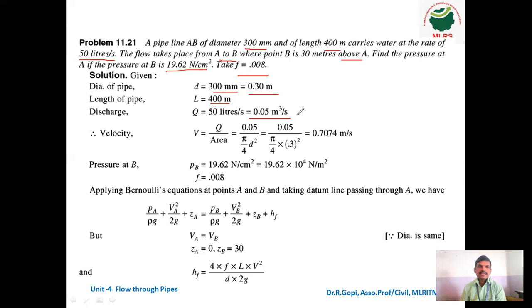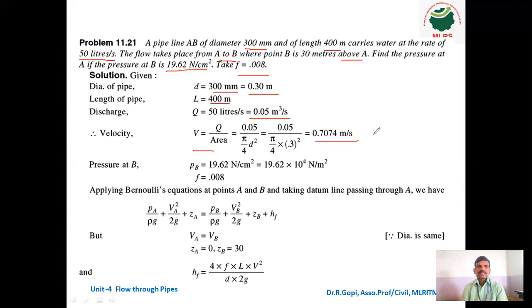Next, velocity. V is equal to Q divided by area. So Q is 0.05 divided by the area, pi by 4 into d square, which is equal to 0.05 divided by pi by 4 into 0.3 square. Finally we get 0.7074 meter per second. This is the velocity. Here velocity is not given, they have given only the discharge. Once you know the area and discharge, we can easily calculate the velocity.